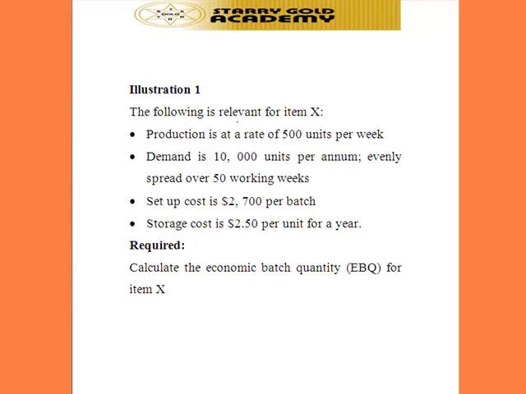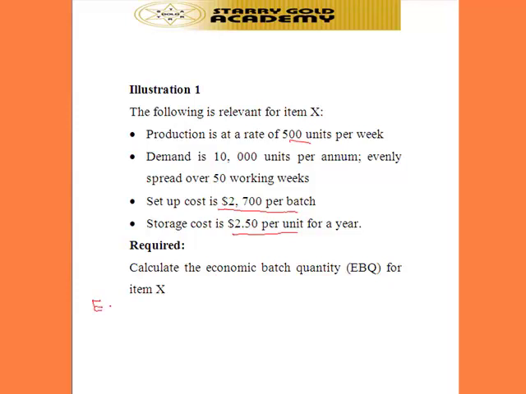Now let's look at an example. The following is relevant for item X. Production is at the rate of 500 units per week. Demand is 10,000 units per annum, evenly spread over 50 working weeks. Setup cost is $2,700 per batch, and storage cost is $2.5 per unit for a year. Calculate the economic batch quantity for item X.